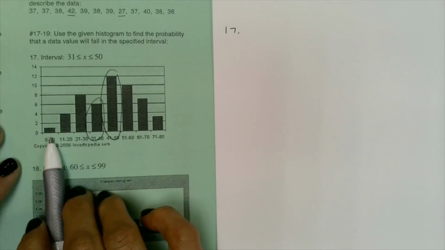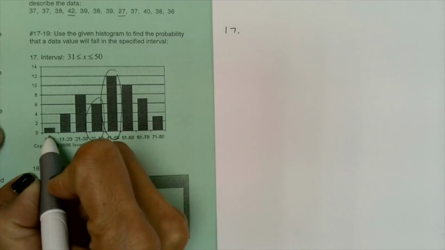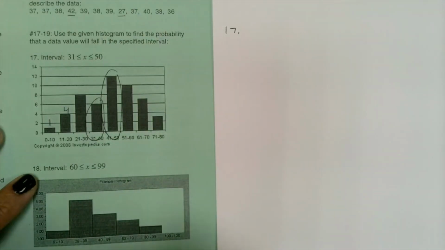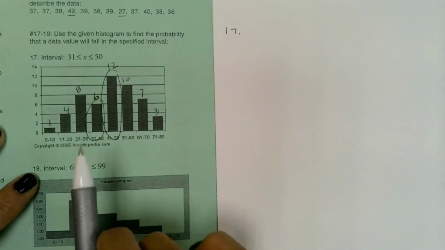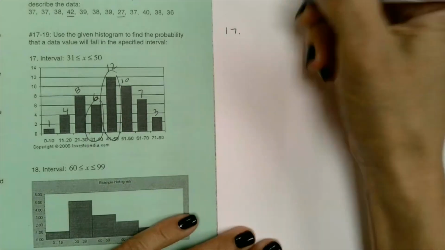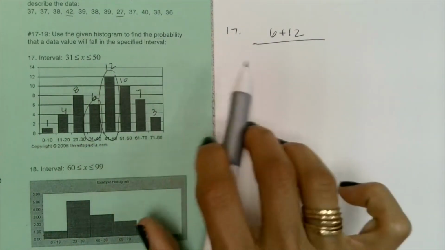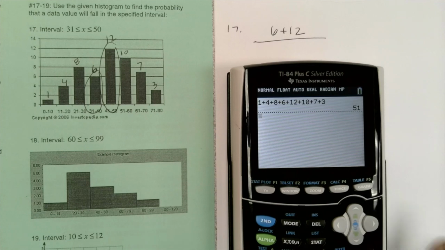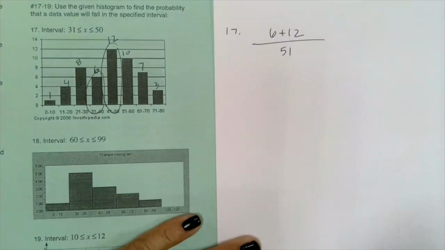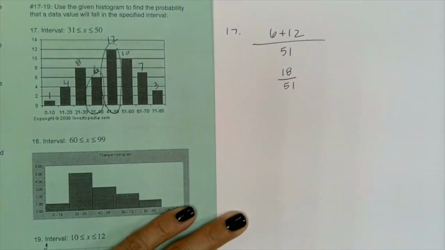What we're going to do is look at every interval and see how many values are falling in each interval. So this first one, you have 1. This next interval, you have 4. And then keep going. So the specified interval would be the 31 through 50, so that's 6 and 12. So we're going to go 6 plus 12 over, and then we're going to add up all the values for the denominator. So our total is 51. So we end up getting 18 over 51, which actually reduces.